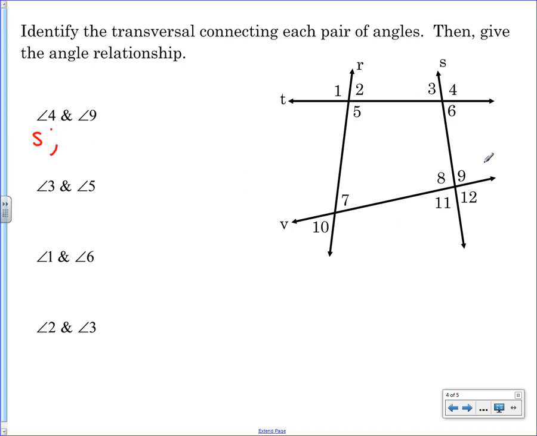And then 4 and 9, we have all our choices. We have alternate interior. Is 4 and 9 alternating interior? No. We have alternate exterior. Is 4 and 9 alternating? No. We have corresponding. Are they in the same position but different places? Yeah, they're both to the right and above, aren't they? Do you guys see what I'm saying? So that'd be corresponding. Everybody understand that?